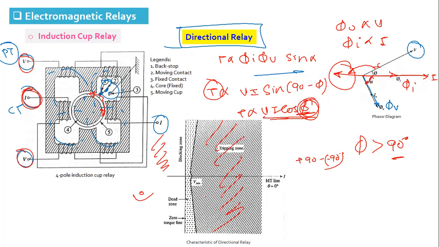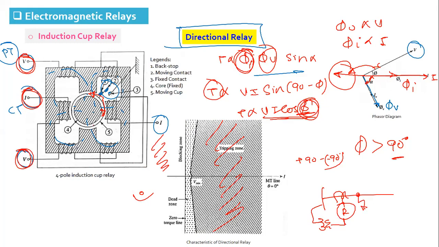Now this relay has a problem, as the relay requires two fluxes, phi V and phi I, to develop torque. Phi I will be there in most cases, as the current is more than the set value, so phi I will be more. But if the fault occurs very near to the bus bar, suppose this is our directional relay.